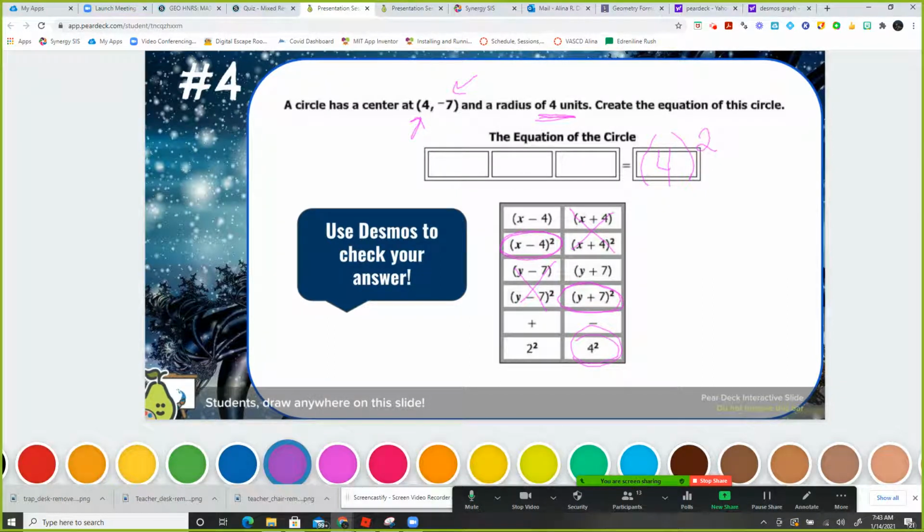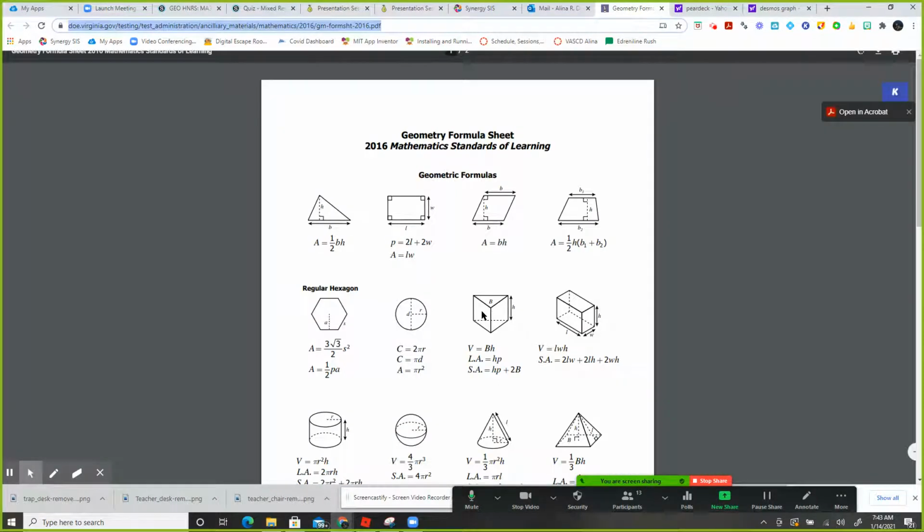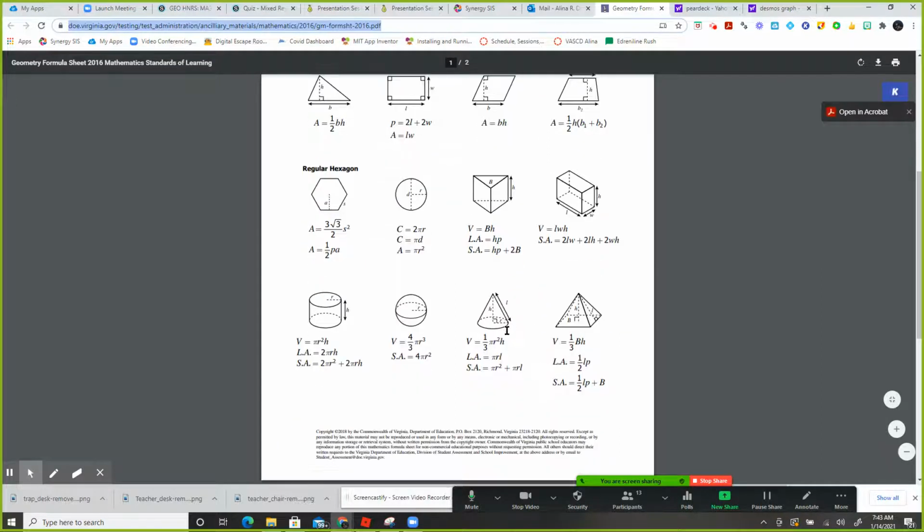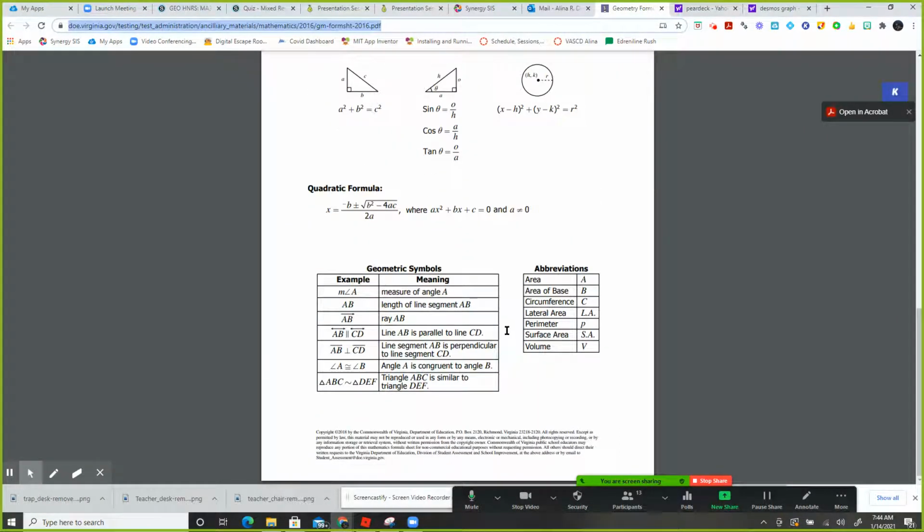If you're not sure what symbol goes in the middle, you will have access to a formula sheet. So this is a copy of the formula sheet. I don't think I've shown it to you before. And on the second page of it is your equation. Okay, there's your equation of a circle.